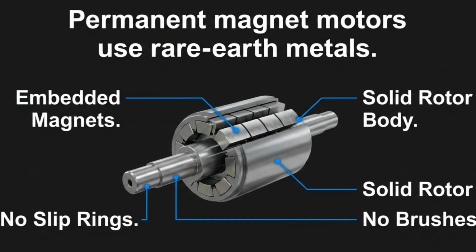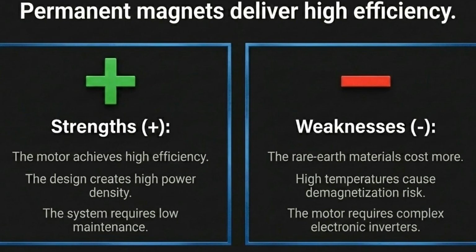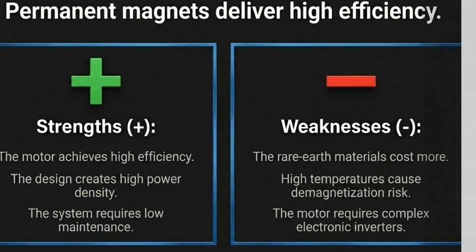Permanent magnet motors use embedded magnets, often made of rare earth metals, within a solid rotor body. Notably, they eliminate the need for slip rings and brushes. These motors are known for high efficiency, high power density, and low maintenance. Their weaknesses include higher material cost, the risk of demagnetization from high temperatures, and the need for complex electronic inverters.